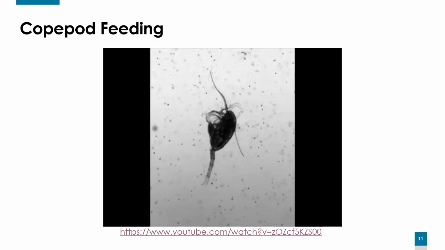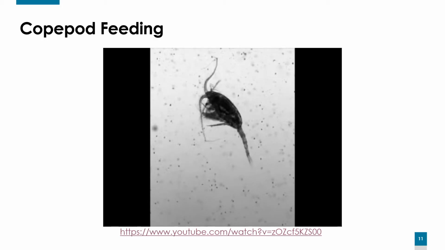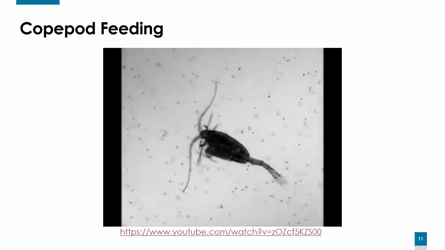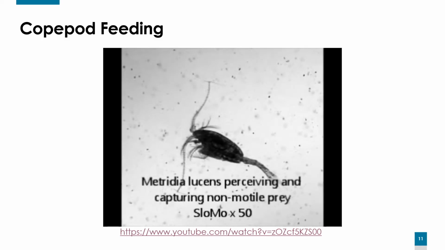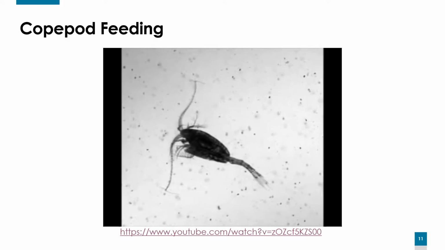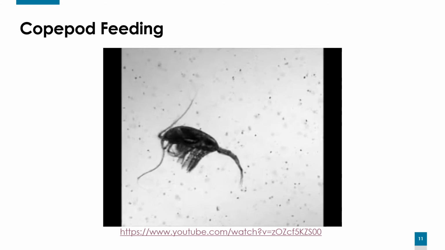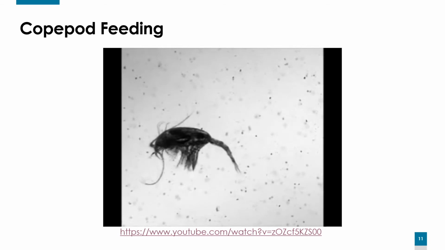Because they are drifters and they are not able to move around, say, like a fish would in order to find its food, they have to really utilize immediately what's surrounding them. And so any advantage to be able to detect phytoplankton or other types of zooplankton and quickly grab and eat them would be advantageous to their survival.